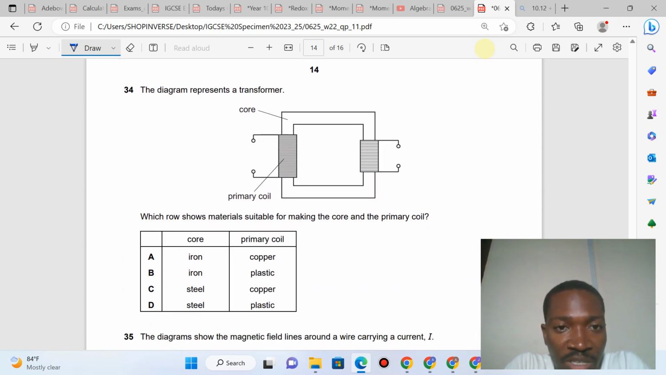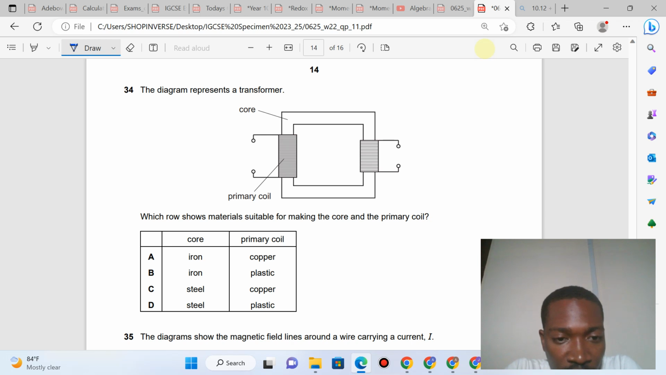Question 34. The diagram represents a transformer. Which row shows materials suitable for making the core and the primary coil? The core should be soft iron core and the primary coil should be copper. Copper is the appropriate material for making the coil.